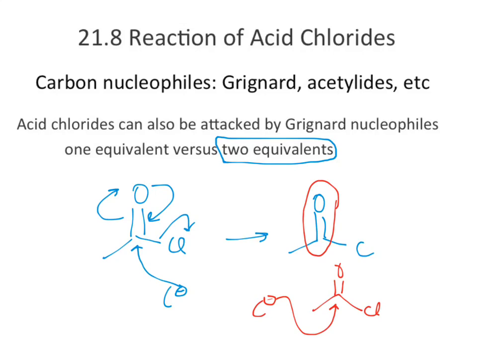With the ester, that oxygen could resonance stabilize. Okay? Your chloride doesn't do as good a job of that. Okay? So we could take it to the ketone or potentially all the way down to the alcohol, depending on how many equivalents of the Grignard we added. Okay?